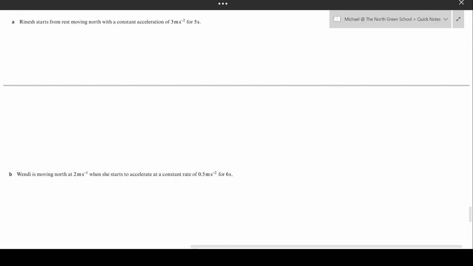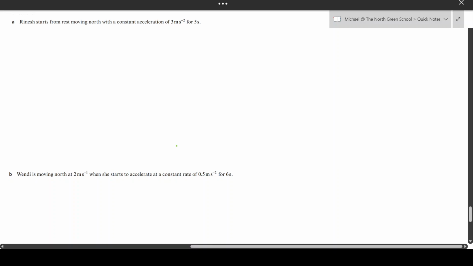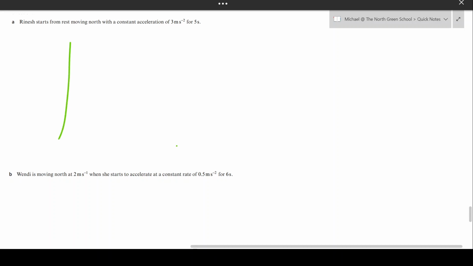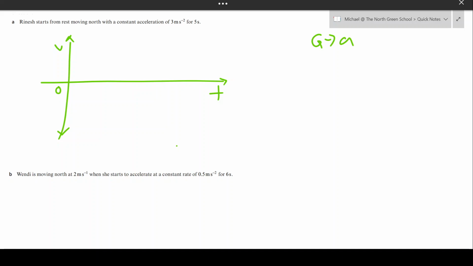Okay, so here we're going to try out a few simple questions on sketching velocity time graphs. Some important points: the gradient is the acceleration, and the area underneath the graph is displacement.